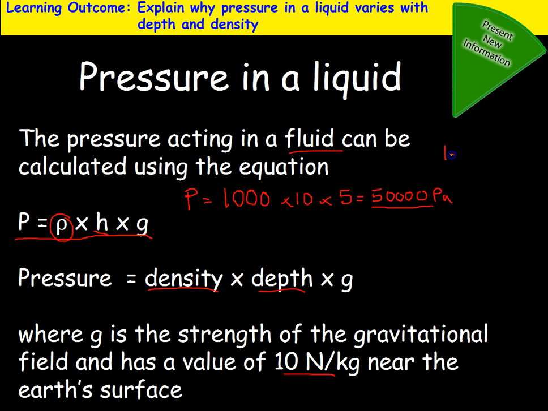which actually is only half atmospheric pressure, because the Earth's atmospheric pressure is 101,000 pascals. So if I imagine I've got some water and I'm 5 meters deep, my total pressure at this point is going to be the pressure because of all the atmosphere, plus the pressure because of my fluid as well. So actually it'll be 150,000 pascals in total. But if we're just considering the pressure from the liquid, then it's just going to be 50,000 pascals.